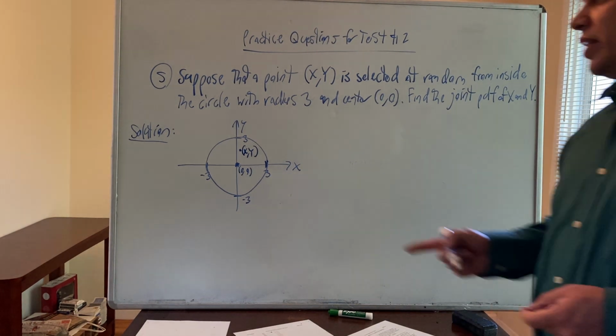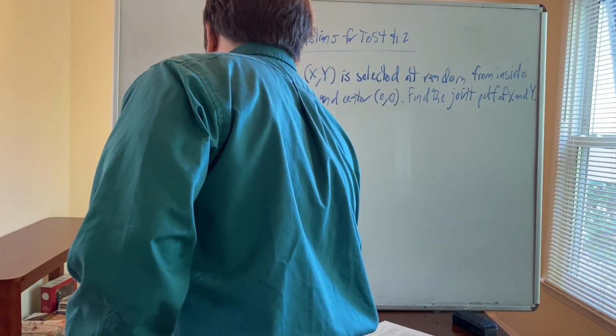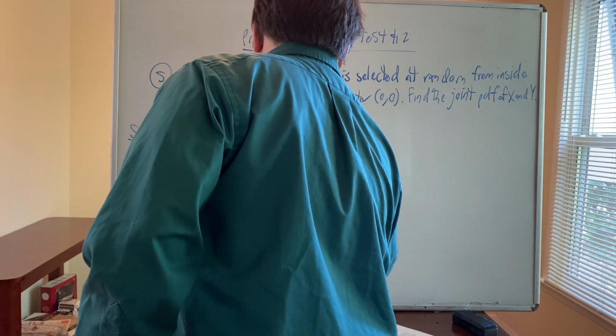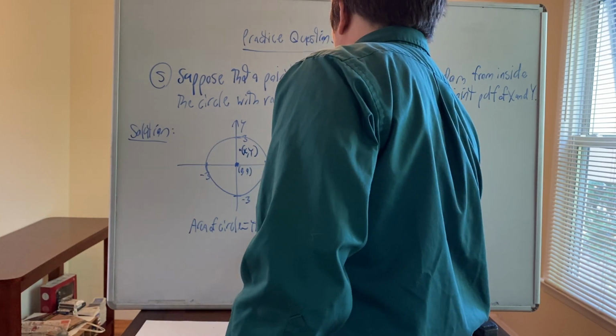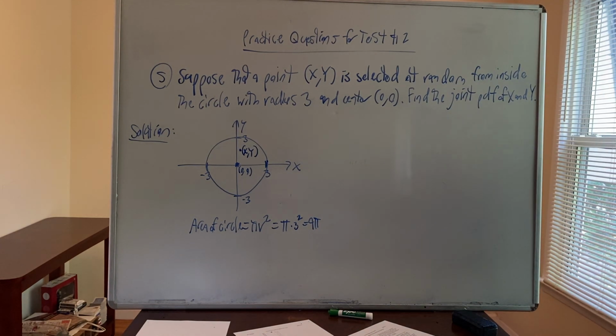Okay, well, the area of that circle, right? What is the area of the circle? The area of a circle, remember the formula is pi r squared. So that's pi times the radius, which is 3, squared. So this is 9 pi. Pi times 9, which is 9 pi, right? So the area of the circle is 9 pi.